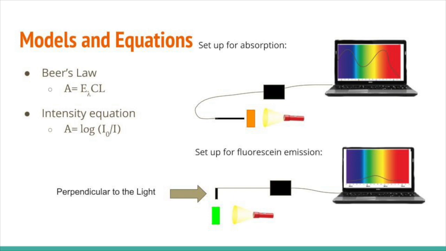And then between the two setups, we used, again, an optical cable, a computer, a spectrometer, a flashlight, and our vial of dye or fluorescein. However, the only difference between them is that for the fluorescein, the light has to be perpendicular to our optical cable, to properly measure the emission.